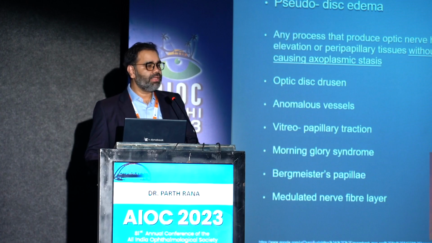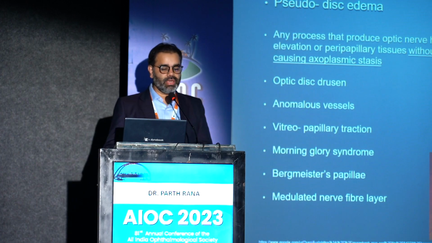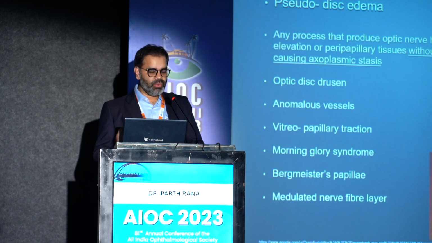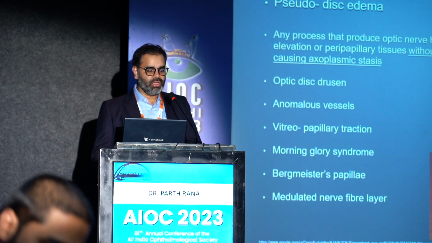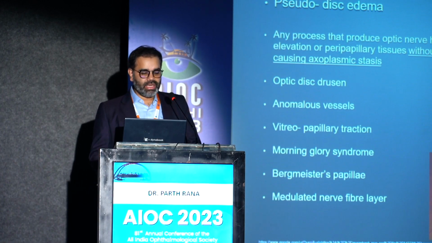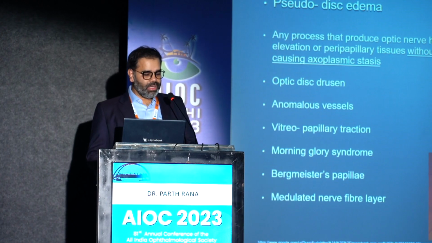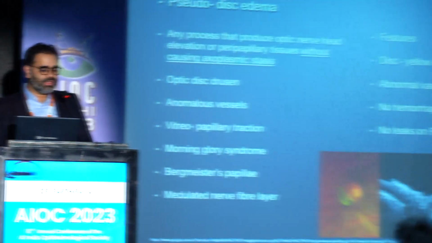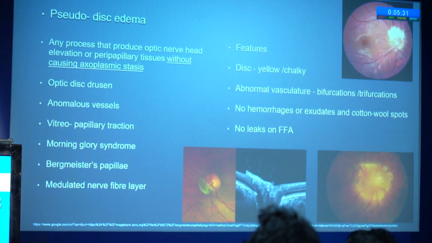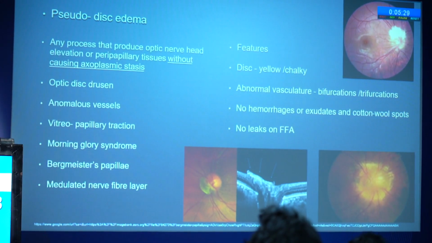Into disc edema, there are two types: one is pseudo disc edema and the other is true. A pseudo disc edema is basically when you feel there is an elevation of the optic disc but without any axoplasmic stasis. The most common cause we encounter is optic disc drusen. The others being anomalous vessels or vitreopapillary traction. The congenital ones being morning glory syndrome.